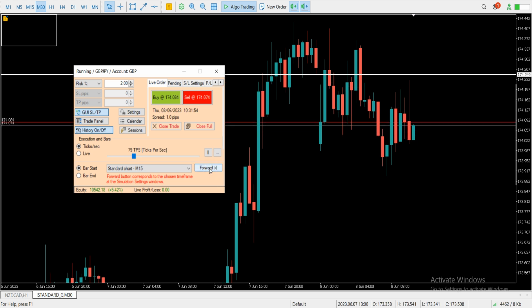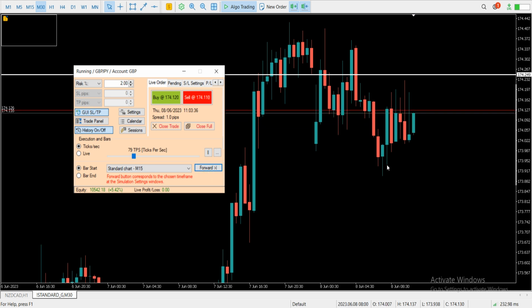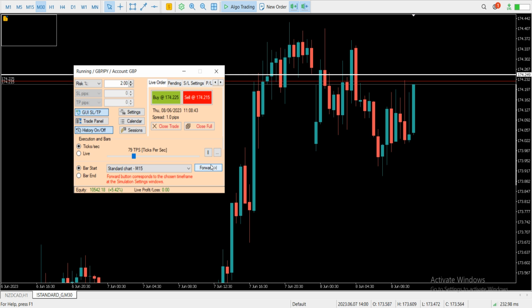Okay, see, it should come down from this wick. This is the low point of the 4-hour candle as far as for now.